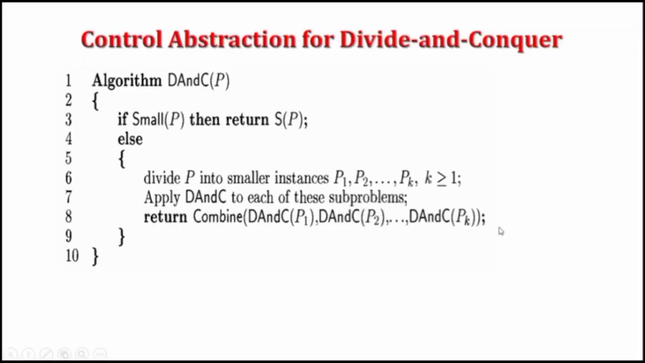And in line 8, you return the combine of the divide and conquer of problem 1, problem 2, and so on. That means merging the solutions from problem 1 to problem n, merging the solution for each subproblem. That's the introductory part of the divide and conquer algorithm in the design and analysis of algorithms.